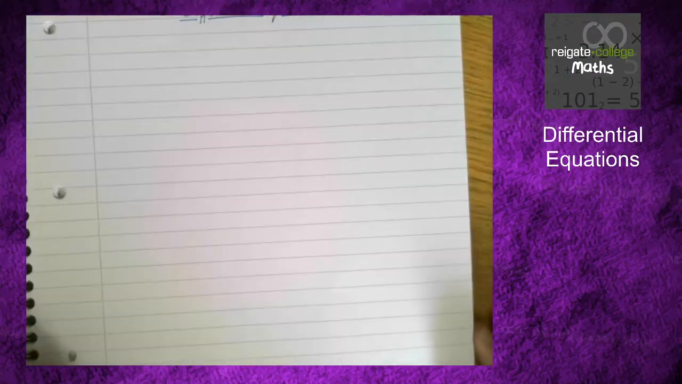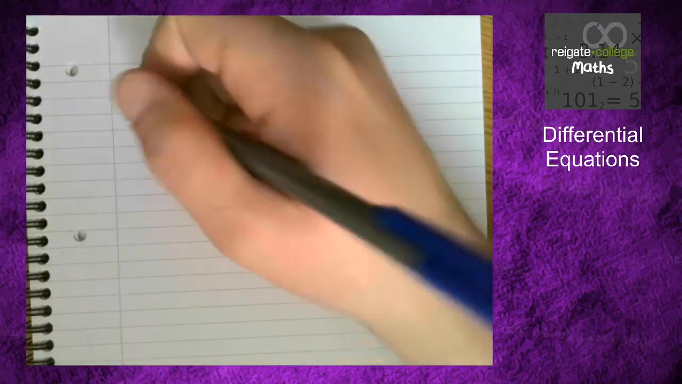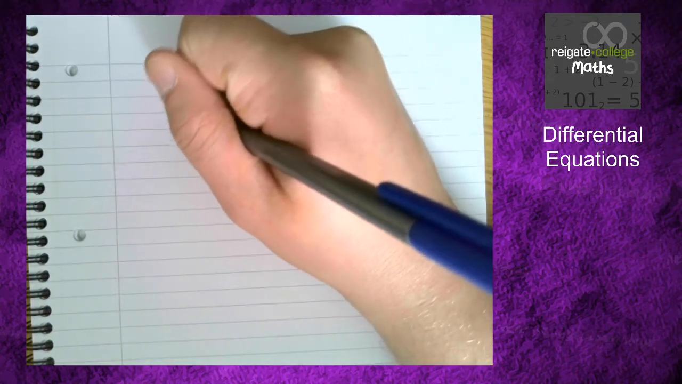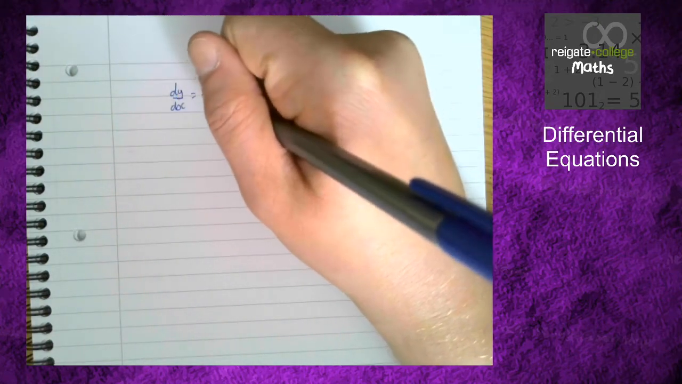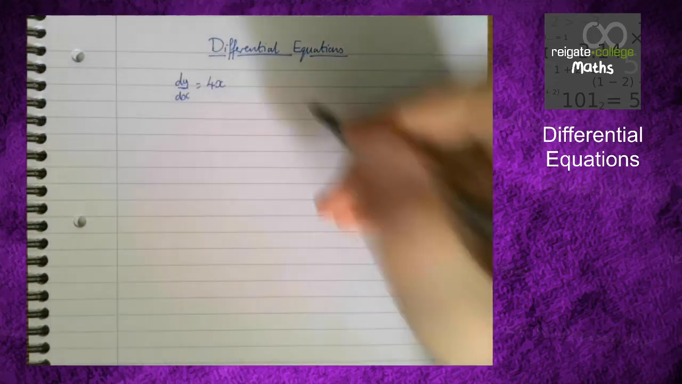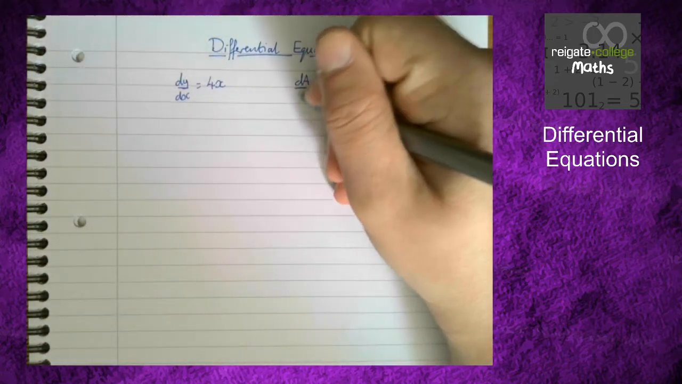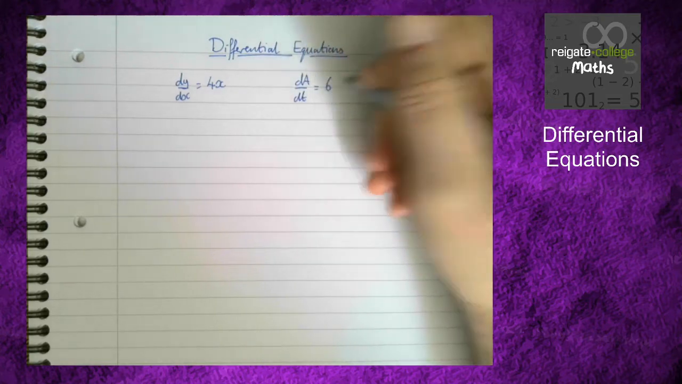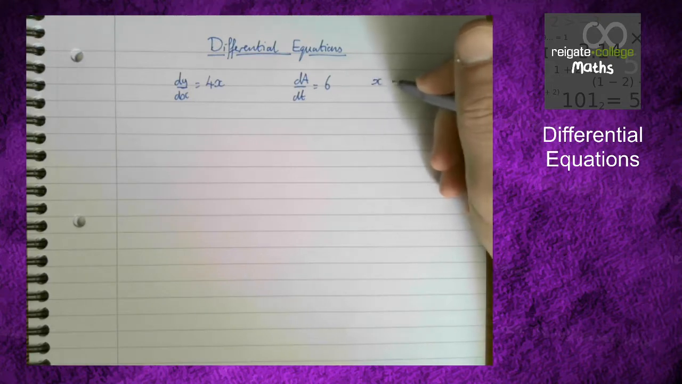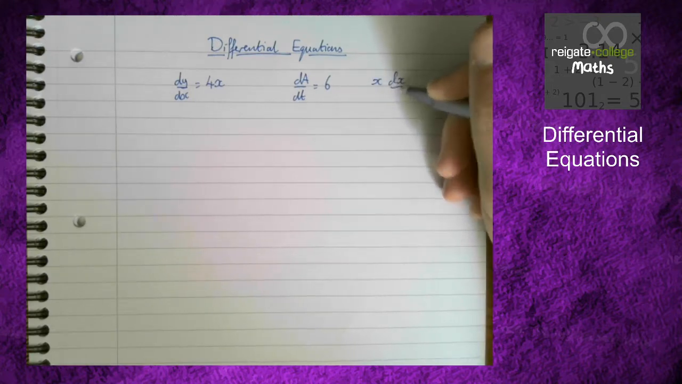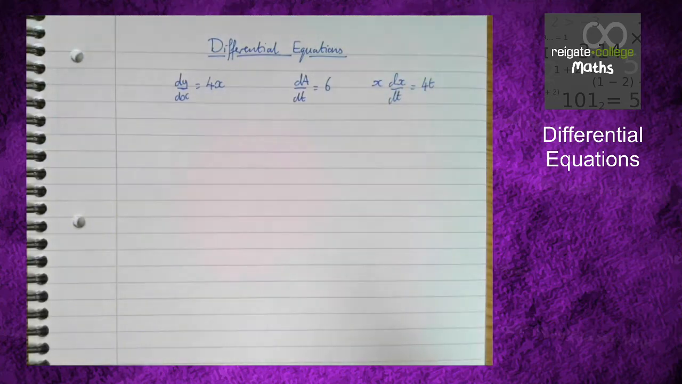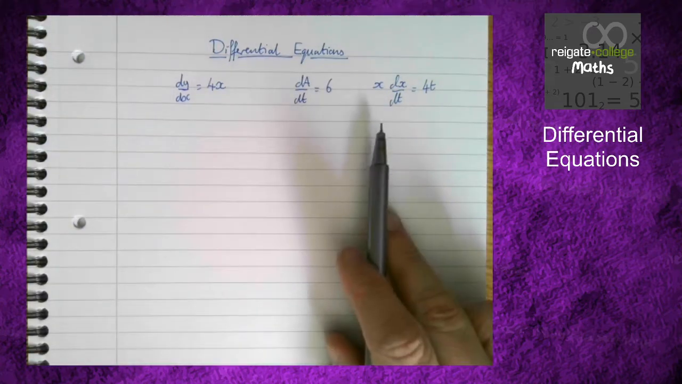Very simply, a differential equation is any equation that has a derivative in. So something like dy by dx equals 4x is a differential equation. Perhaps something like dA by dt equals 6 is a differential equation. Maybe x times dx by dt equals 4t is also a differential equation because they have a derivative in them.